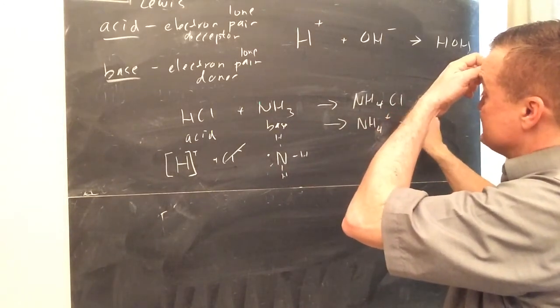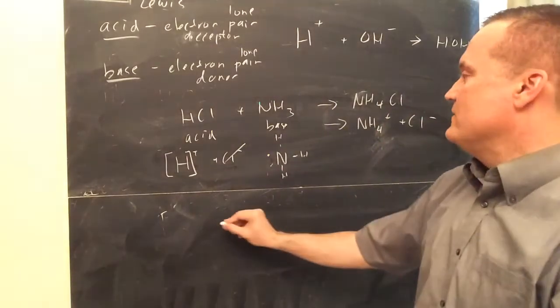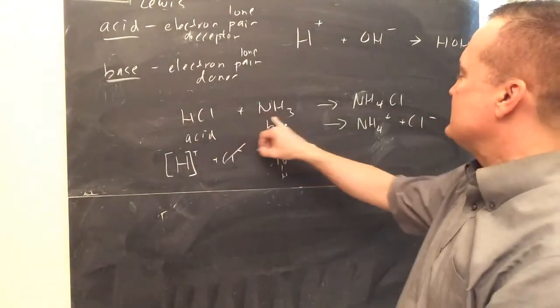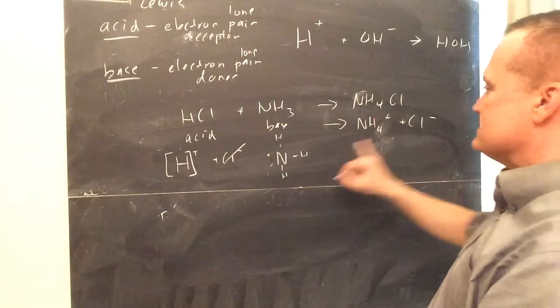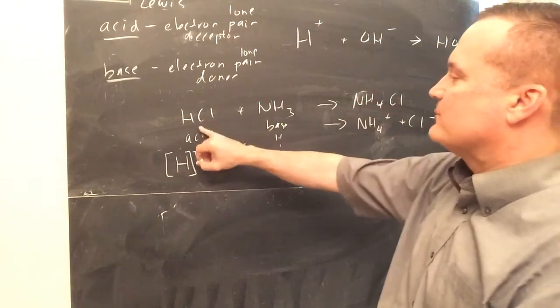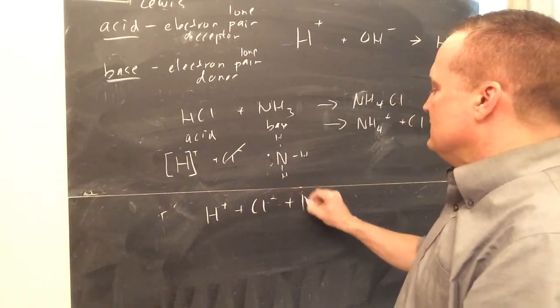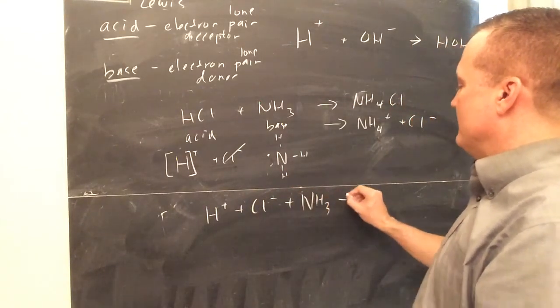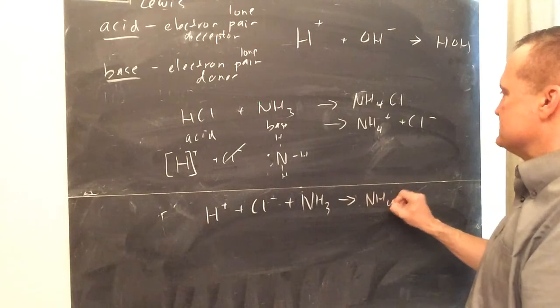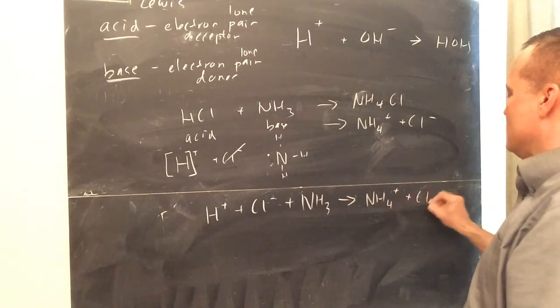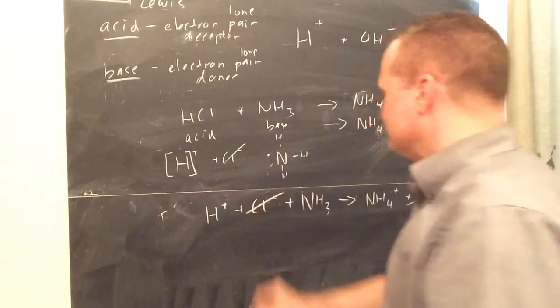NH4 plus and Cl minus. So HCl plus NH3 gives you NH4 plus and Cl minus. But now we broke that one up, we also have to break that one up: H plus, Cl minus. NH3 doesn't break up because it's a weak base. NH4 plus, Cl minus. The Cl's go away.